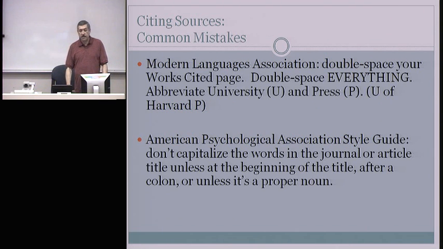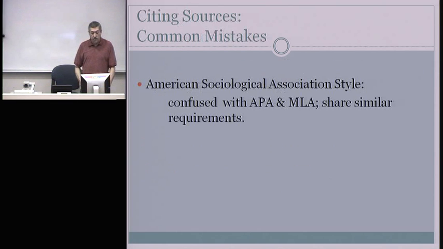And these are common mistakes that people make about their sources. With the Modern Language Association, with MLA, you need to double space your entire works cited page. You double space everything. You abbreviate words like university and press just to make it simpler. With APA, you don't capitalize the words in the journal or article titles unless it's the beginning of the title or after a colon, unless it's a proper noun. Those are the most common errors. And with ASA, people get those confused with MLA and APA because they share similar requirements.